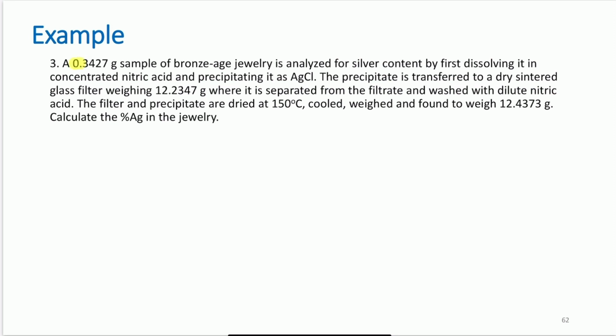So, 0.3427 gram sample. We're analyzing for silver. We're precipitating out silver chloride. The precipitate is transferred to a dry, sintered glass filter weighing 12.2347 grams. The filter and precipitate are dried at 150 degrees C, cooled, weighed, and found to weigh 12.4373 grams. Calculate percent silver. This is a gravimetric analysis problem.